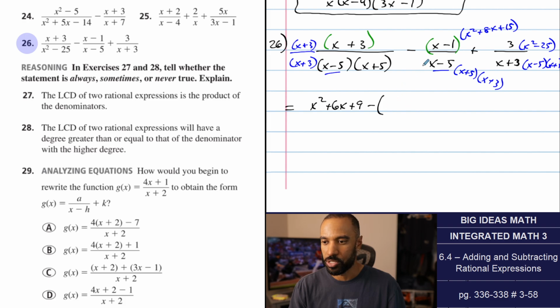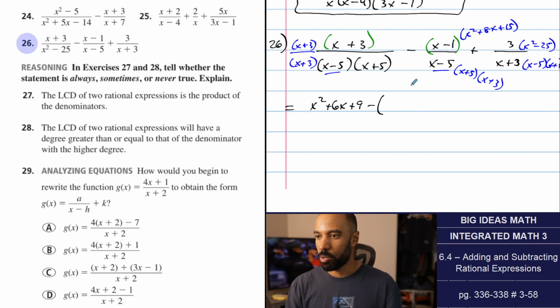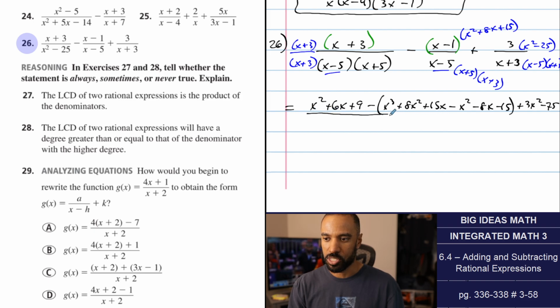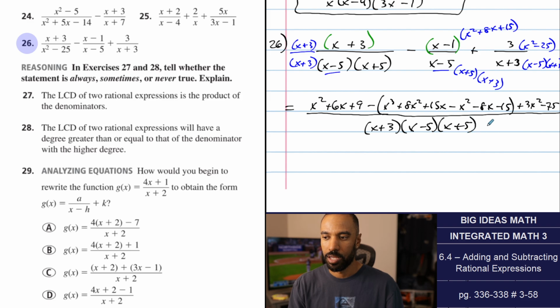I'm going to do this in 2 steps just so I don't make a mistake. I've got to distribute x with these and get x cubed plus 8x squared plus 15x, and distribute a negative 1 to get minus x squared minus 8x minus 15. And then here, I already distributed the difference of 2 squares, so this is 3x squared minus 75. Now, remember, this subtraction of this thing, which I still have to combine like terms inside, means all the signs change. And on bottom, I have x plus 3 times x minus 5 times x plus 5. Whew, that's a lot.